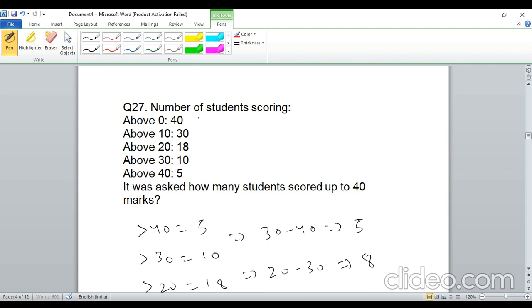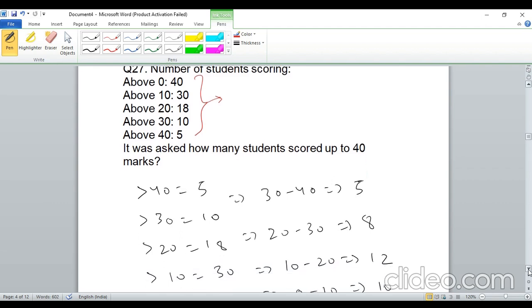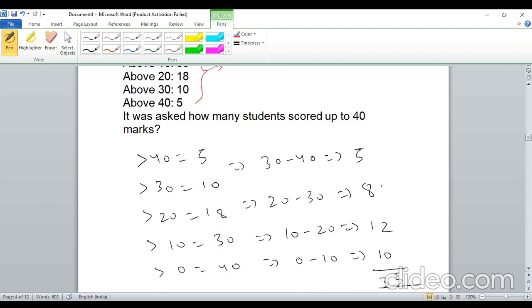Now, of course, these values may differ from the actual values in the exam, but you can get an idea. Then what was the question? It was asked how many students scored up to 40 marks, right? So again, a very simple question, just a little bit of calculation that you need to do. Now, above 40, we know that there were 5 students, and above 30, we know that there were 10 students.